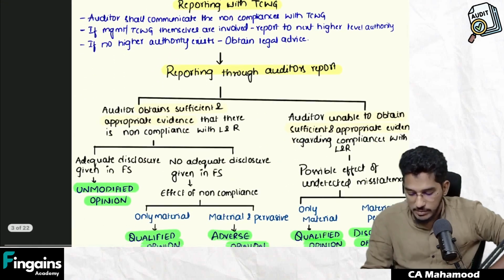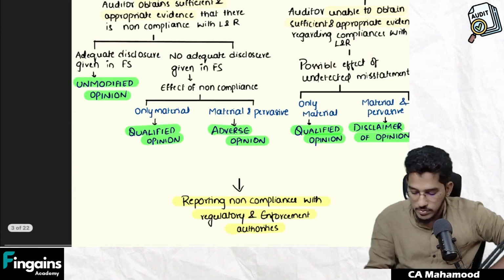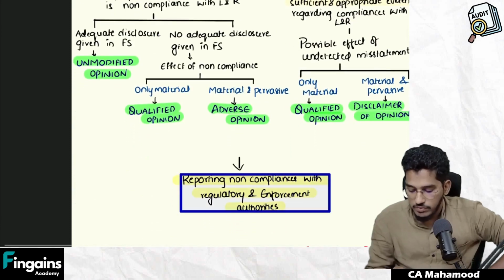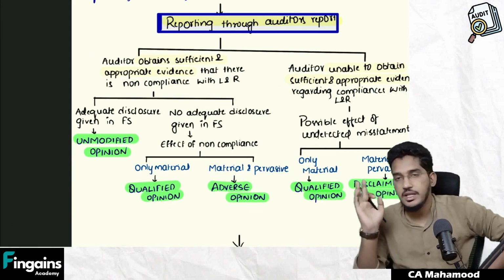Then what are the reporting requirements? If you see here, there are 3 reporting requirements. Number 1, reporting to those charged with governance; reporting through the auditor's report; and along with that, reporting the matter of non-compliance to regulatory and enforcement authorities. That's what I tried to explain in a detailed manner.